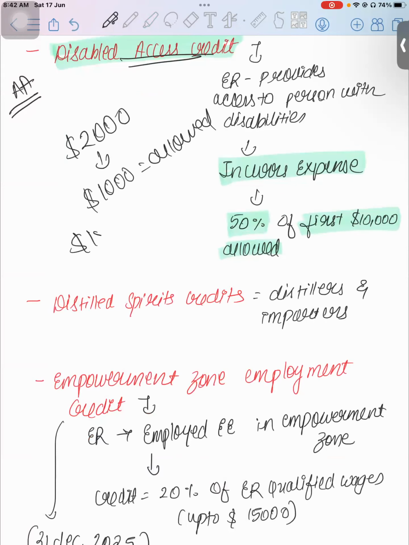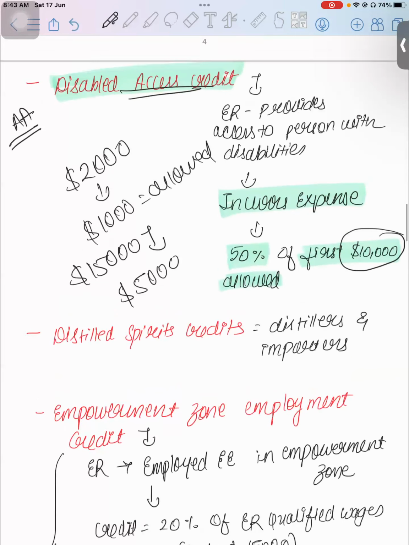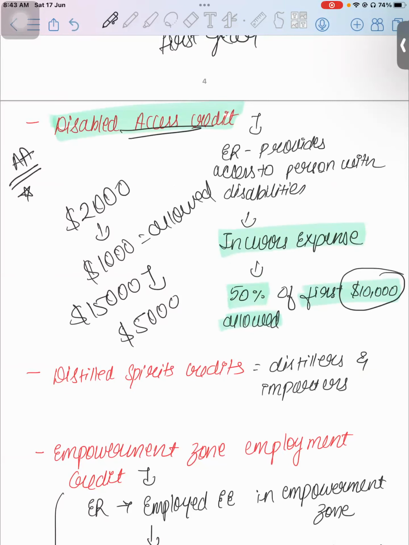But if you have incurred expense of 15,000, you will be allowed a credit of only 5,000, because it's the first 10,000 only. For the rest of the expense, there's no credit. So what they are saying, you should incur expense only within the 10,000 limit, not more than that. You will anyway get 5,000 as a credit. Okay, guys, this is most important from the exam point of view.